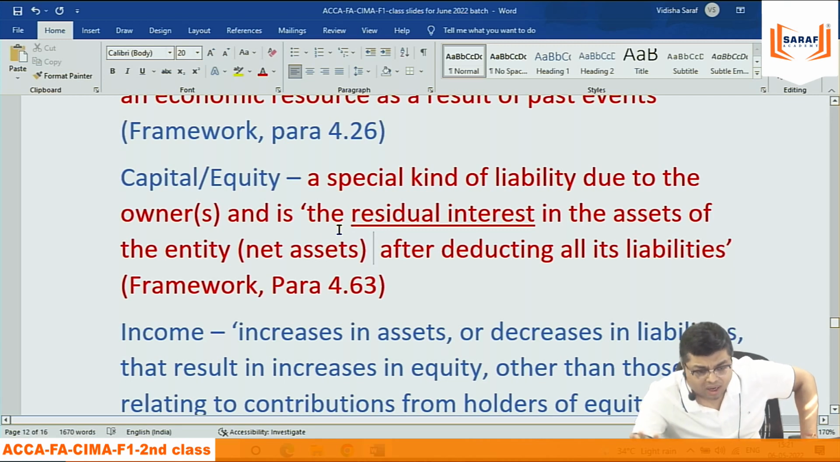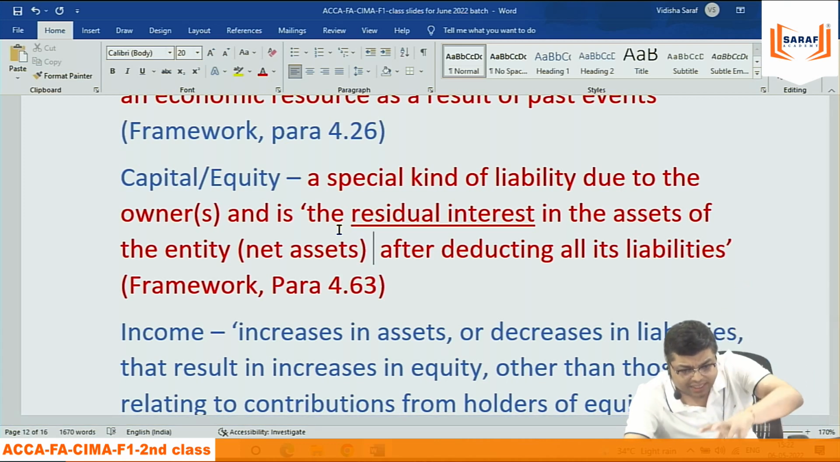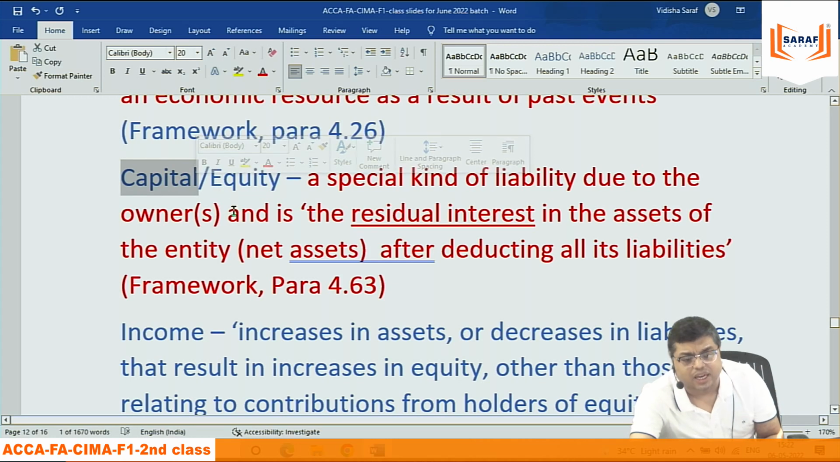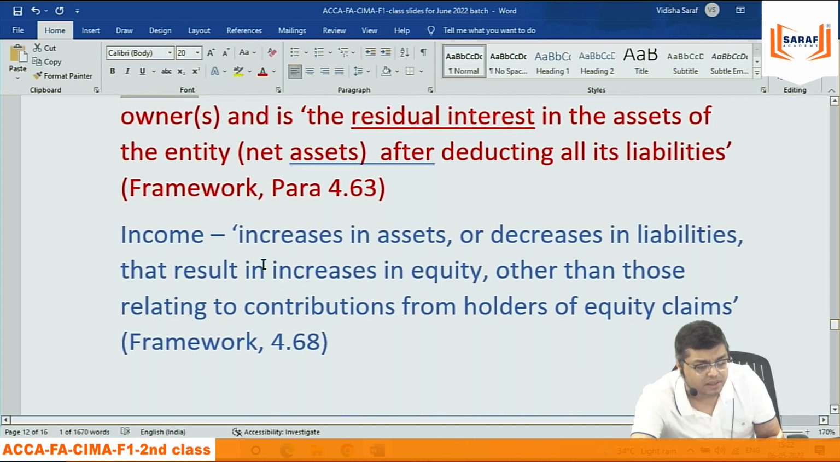In every organization, whether it's an individual, a partnership, or a company, when you add all the assets of the business minus all the liabilities, then there will be a surplus coming. That surplus in an individual, sole proprietorship, or partnership is capital. In case of a company, it is equity. Equity is the net assets. Equity is the residual interest on the assets of the company.